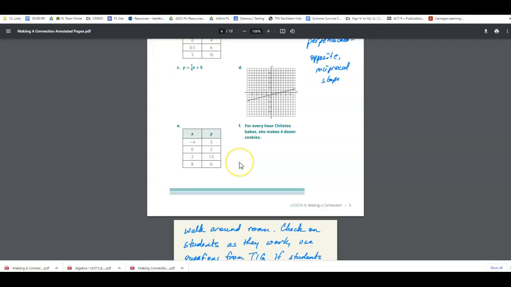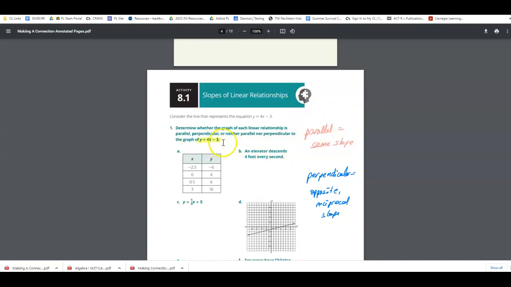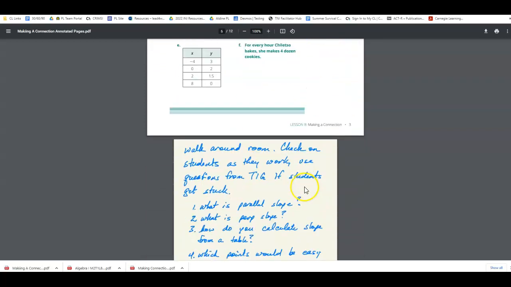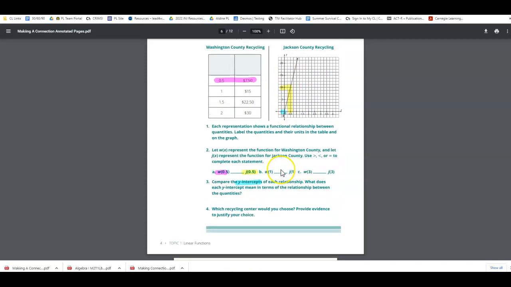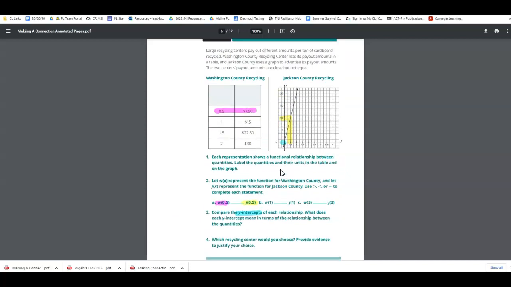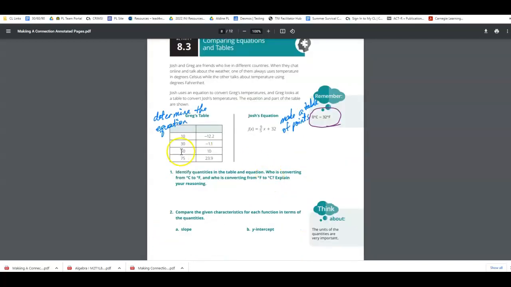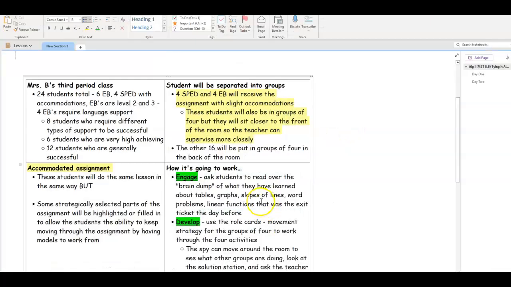That particular lesson will just have a few things highlighted. For instance, this equation would be highlighted. I would define parallel and perpendicular slope, and I would just be closer by them to help them walk through it. Same thing here, trying to help them make connections between a table and a graph. The first connection is color-coded for them, and the y-intercept is also color-coded. So just a few supports to help them make some connections. Same thing, determine the equation, make a table of points, just some pointers to help them get started. So they'll be doing the exact same assignment, they're just going to be doing it a little bit differently.